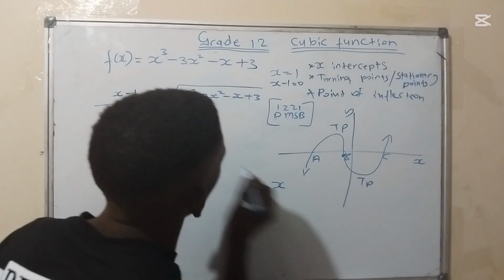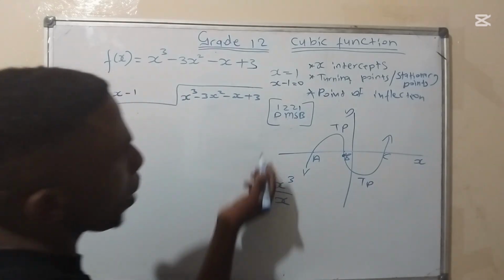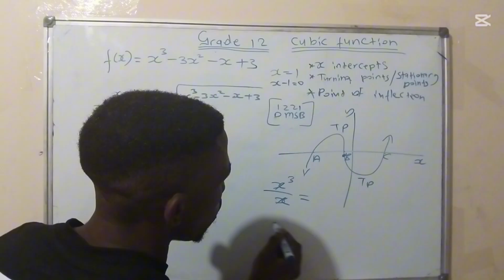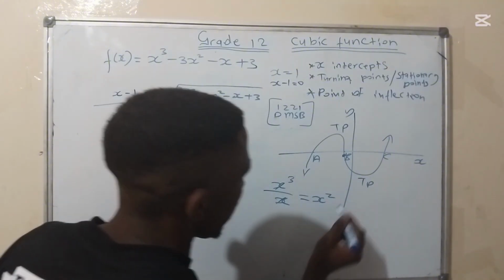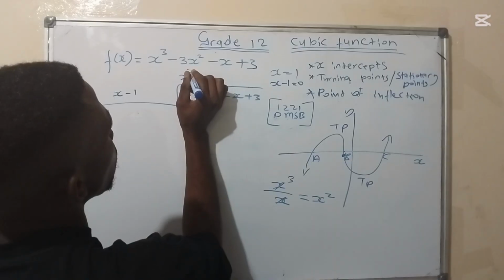Then we have x cubed, this x cubed, right? x cubed divided by x. Remember, we are going to divide how many times? Only once. Then this and this shall cancel, and we are going to be left with x squared, because x cubed divided by x is equal to x squared. Then we are going to plug our x squared here.